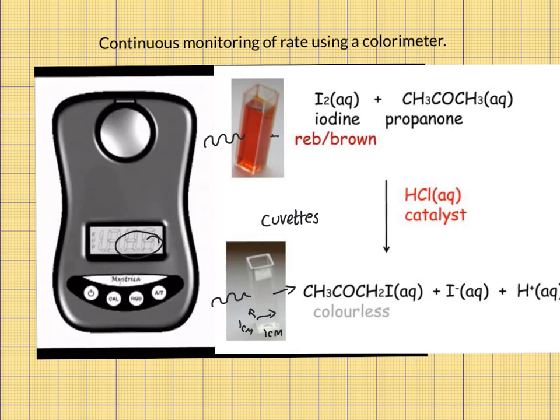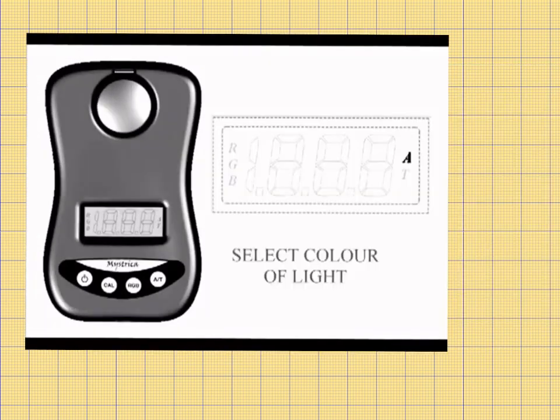This in fact is a slight oversimplification, and we'll be investigating colorimetry in more detail when we come to look at transition metals, and we'll be investigating something called the Beer-Lambert law. But for now, we'll leave it as that. The instrument we tend to use at college is a Mystrica colorimeter. It's the simplest to use.